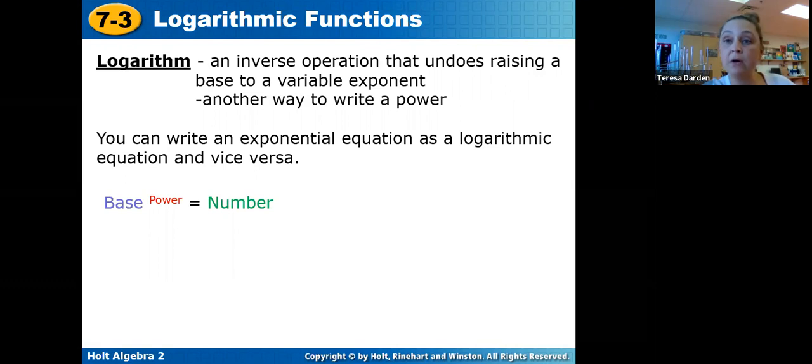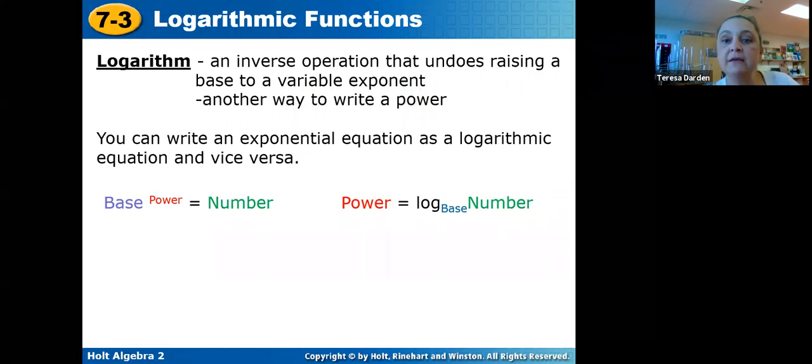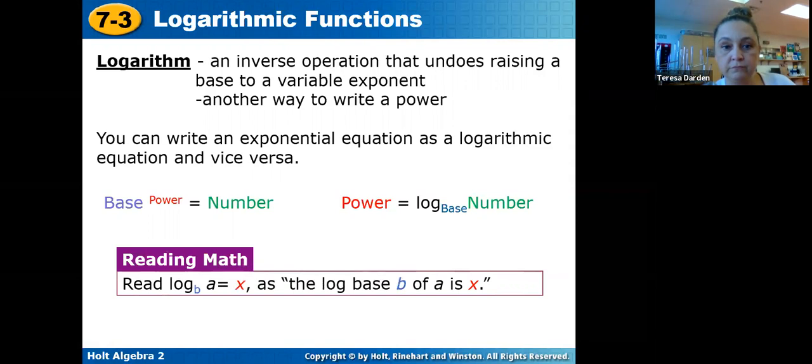Base raised to a power equals a number. If I want to undo that, then I'm going to take that power and write it down. So literally take your power, write it down, and rename it. So that's your equal sign, is that you're saying I'm going to rename it as a logarithm. So power equals a logarithm. Then you've got a base for your log. Well, whatever the base is for your exponential is the base of the log. The only thing left in that equation is the number.